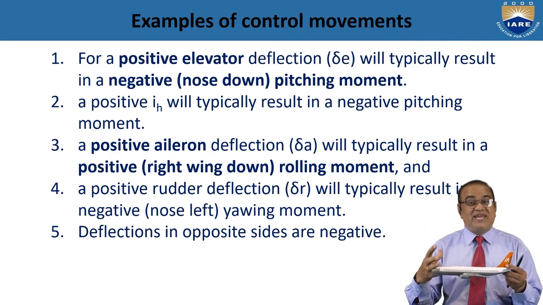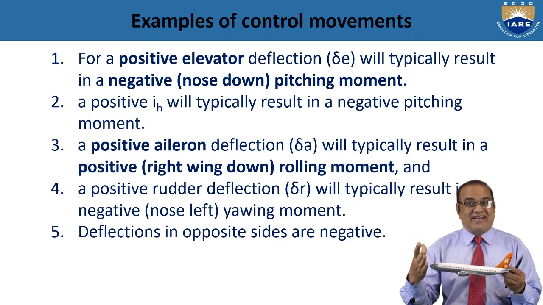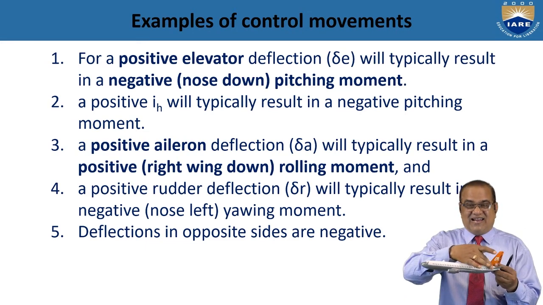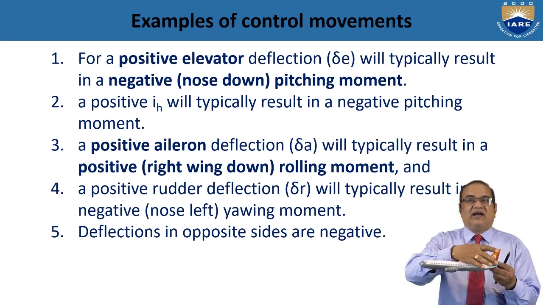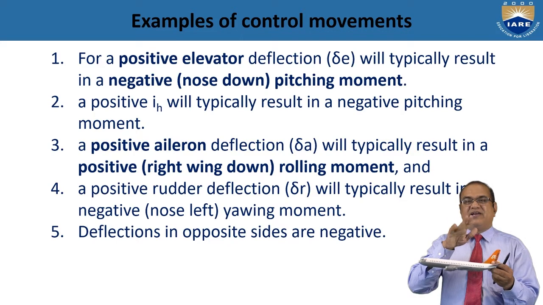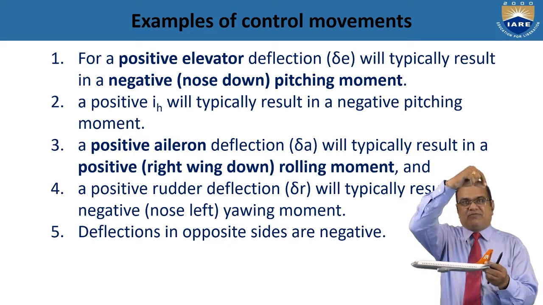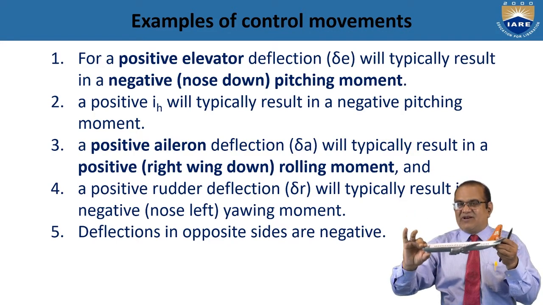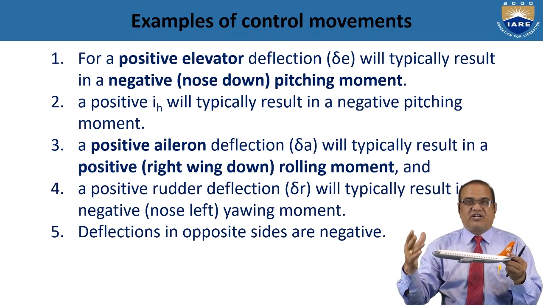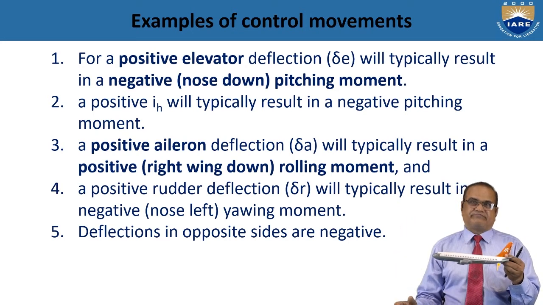So if we want to make a longitudinally stable aircraft, then we have to make this angle, the IH, the incidence angle of the horizontal tail, a little upward. If it is a little upward, more lift will be there, and the tendency of the aircraft will be to be a stable aircraft, with nose down or negative pitching moment.